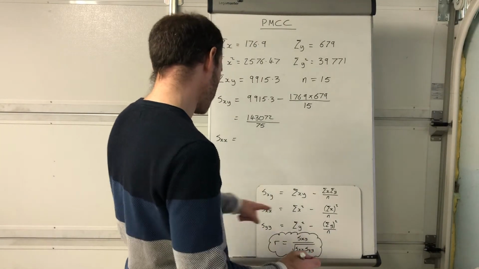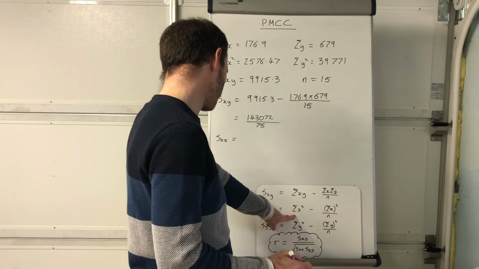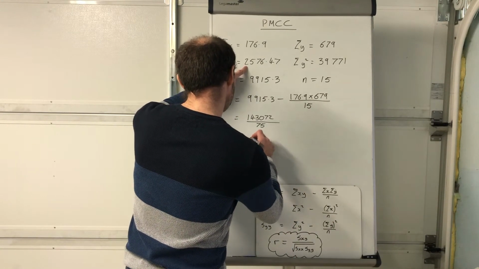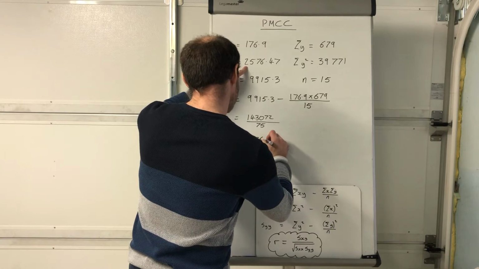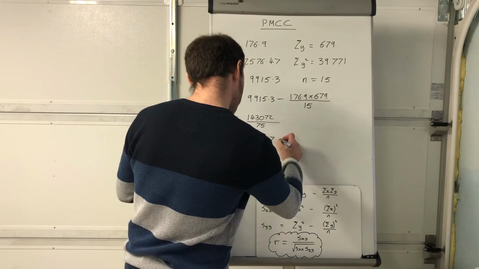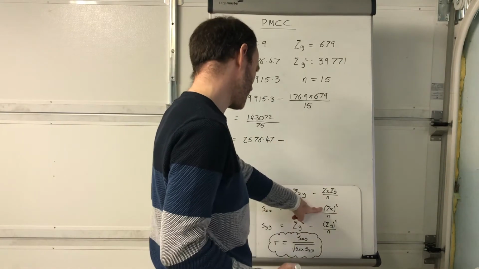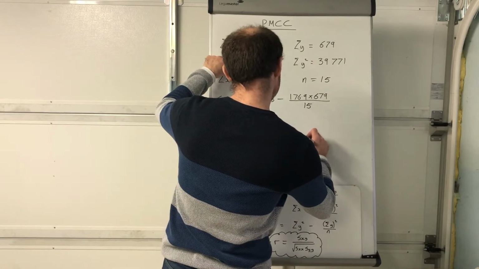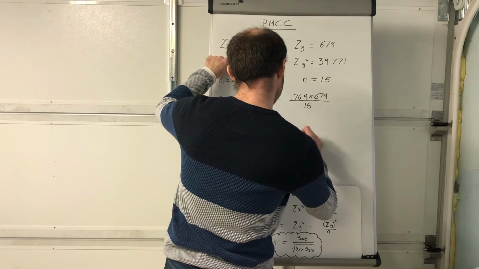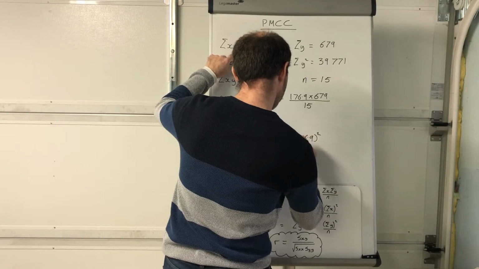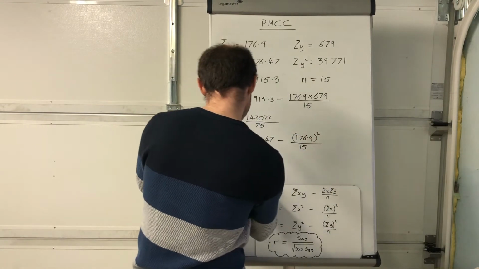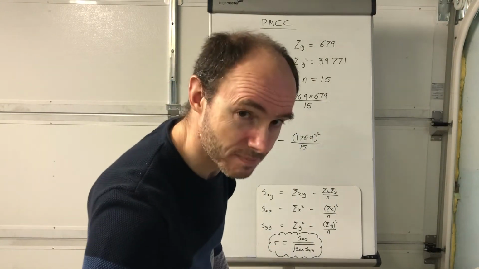Right, so SXX, sigma x squared, so that's 2,576.47, subtract sigma x all squared, so that's 176.9, better put that in brackets I suppose, squared over the value of n, which is 15, and we'll see what value that gives us.